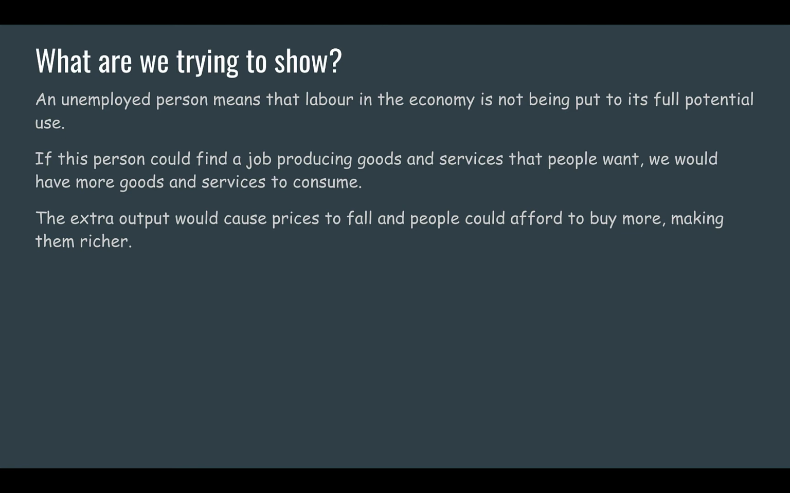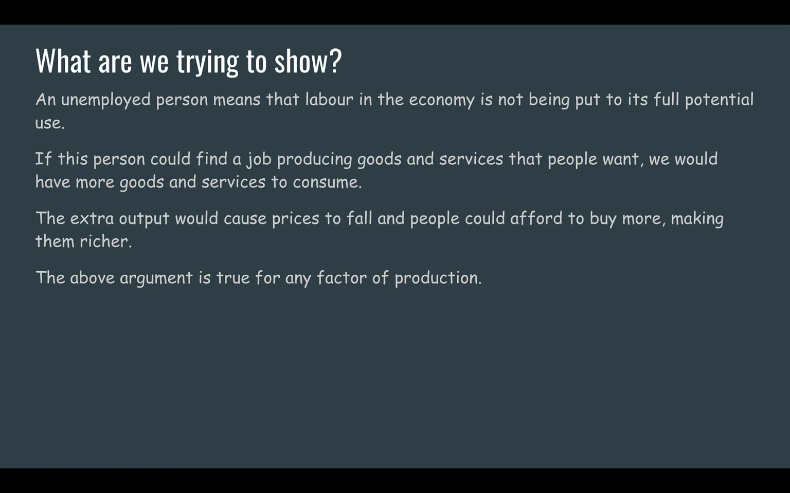Now, the extra output, assuming a stable money supply, I don't want to get too much into it, but we talked about the effects on inflation of an increase in the money supply. A stable, constant money supply combined with extra output would cause prices to fall and people could afford to buy more, making them richer in real terms. Even if their income remained the same, the fact that this extra output would cause prices to fall, assuming a constant money supply, means that on average everybody in the economy is richer. Okay, go back to the videos on money and wealth if you don't understand the point that I've just made.